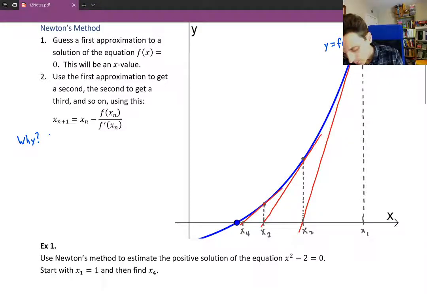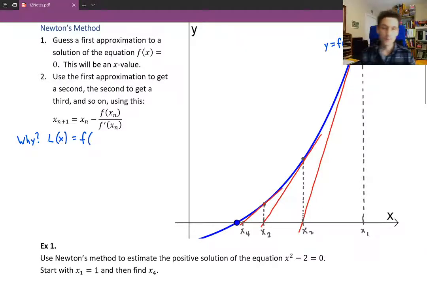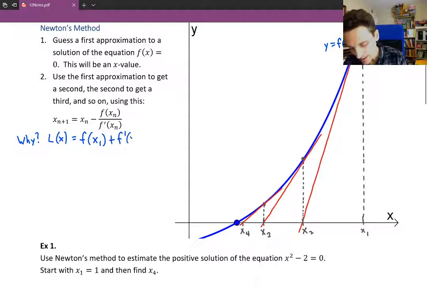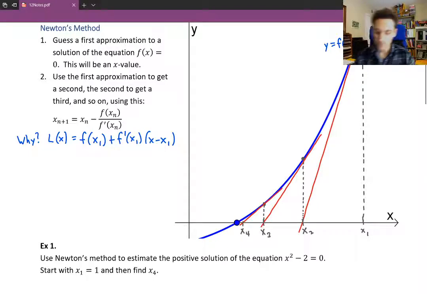So let's write up what we found in that packet. We found that the linearization could be written as f of x sub 1 plus f prime of x sub 1 times x minus x sub 1. We used a before, but here we're just using x sub 1 because that's the x value that we're at. This is the function that represents the tangent line at x sub 1.